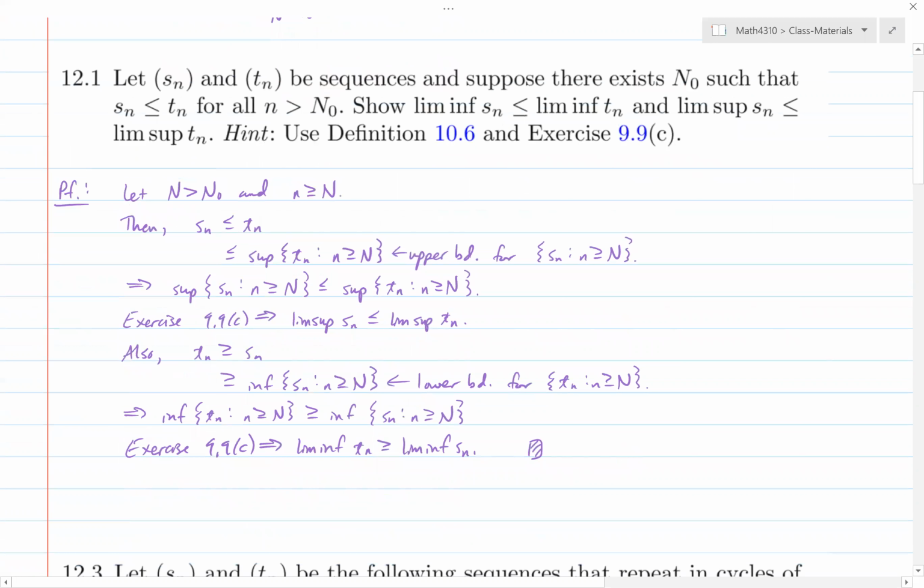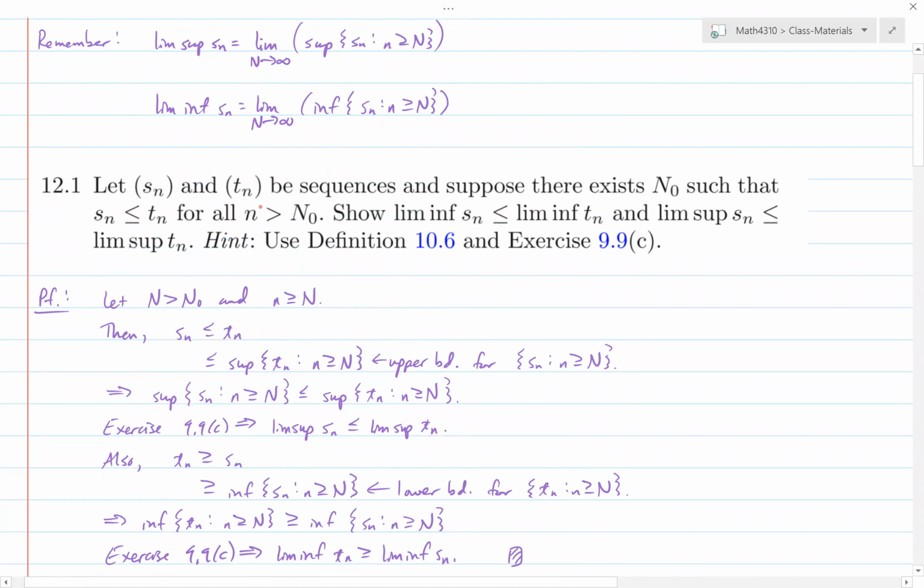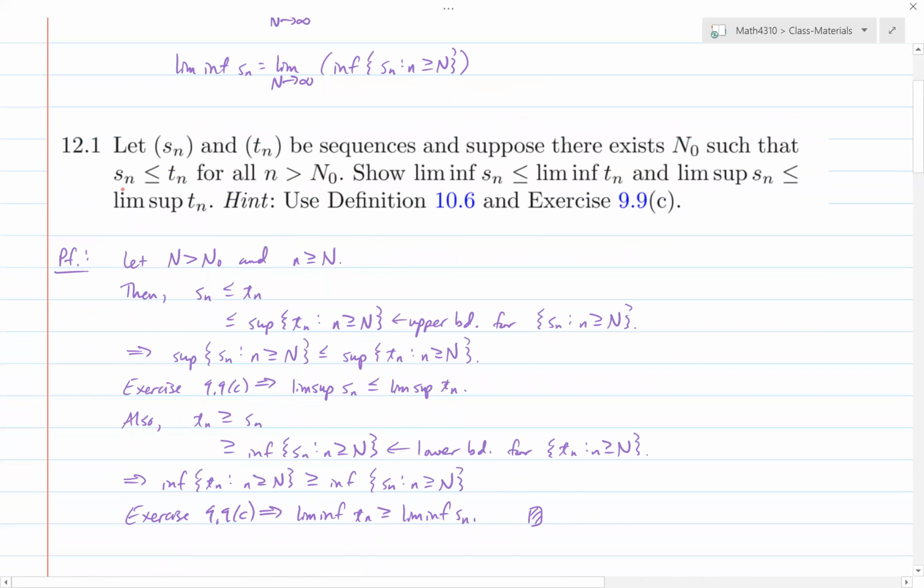It's actually not too bad, so I don't want to comment too much on it. The basic thing I want to point out is that I'm letting capital N be the index for this sequence of terms, because that's what I really want to establish. I'm letting capital N be greater than n naught, because it's only after that n naught that the inequality holds. And then I'm also letting little n be greater than or equal to capital N, because as soon as that happens, this relationship holds.